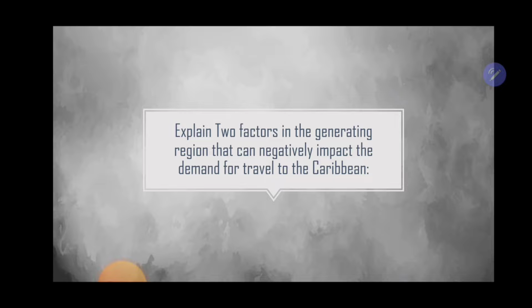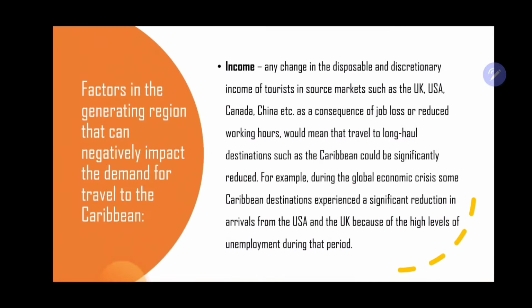Now, let us look at some of these factors. The first one being income. Any change in the disposable and discretionary income of tourists in source markets such as UK, USA, Canada, or China as a consequence of job loss or maybe reduced working hours would mean that travel to long haul destinations such as the Caribbean would be significantly reduced.